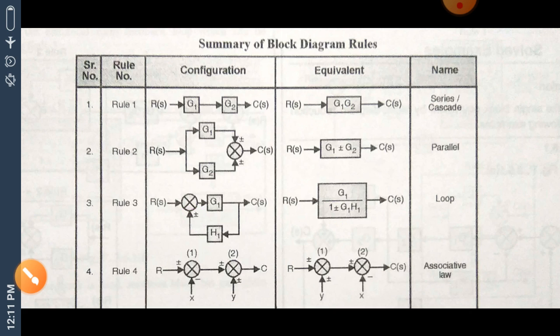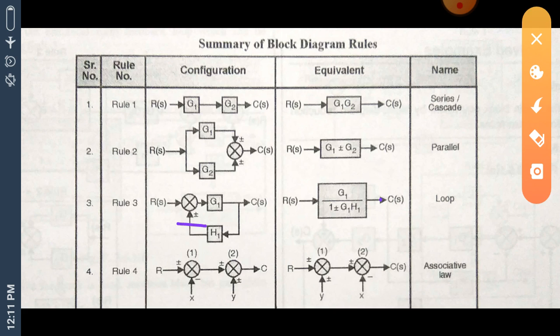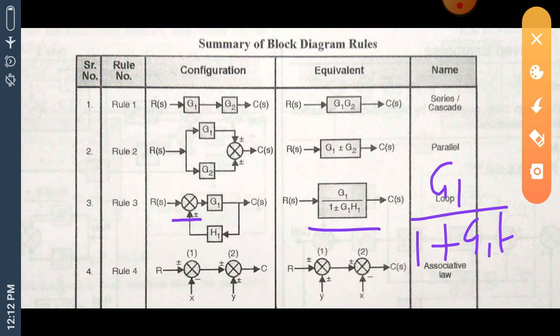But we know the derivation. If the feedback is positive, then the closed loop transfer function denominator gives us a negative sign. So in the case of positive feedback, the equation will be G1 upon 1 minus G1 into H1. Whereas if the feedback is negative, then this equation will be G1 upon 1 plus G1 into H1. So this is the loop rule.